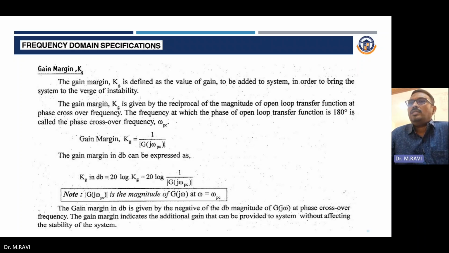The gain margin in decibels is given by the negative of the decibel magnitude of G(jω) at the phase crossover frequency. The gain margin indicates the additional gain that can be provided to the system without affecting the stability of the system. Next one is phase margin.